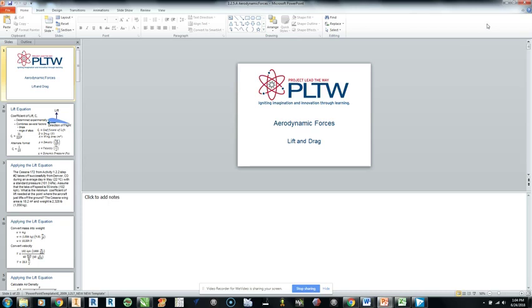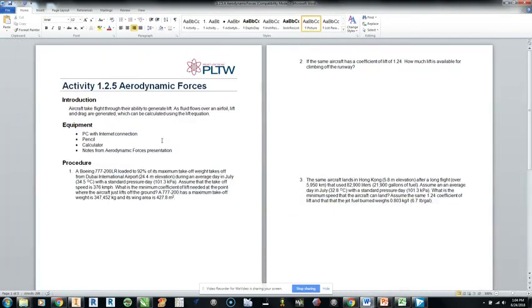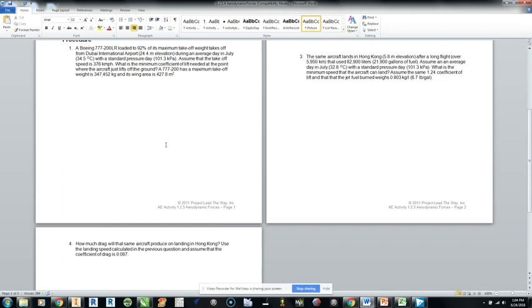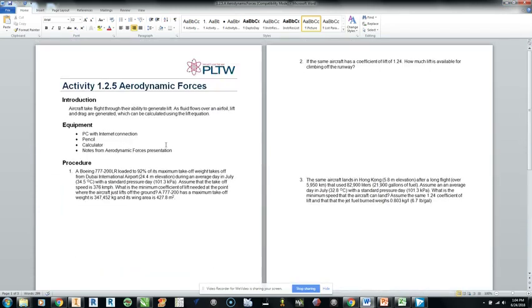So the assignment for this is like so. You basically have 4 problems here that you need to answer. It gives you the number. It's loaded to 92% of its maximum takeoff weight, which will tell you what the maximum takeoff weight is right down here, so you have to convert that to newtons. It gives you your standard pressure and stuff like that so that you can find the minimum coefficient of lift.